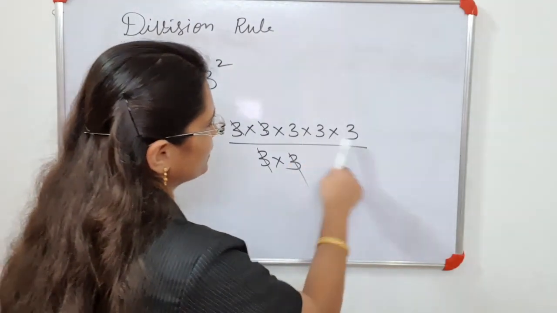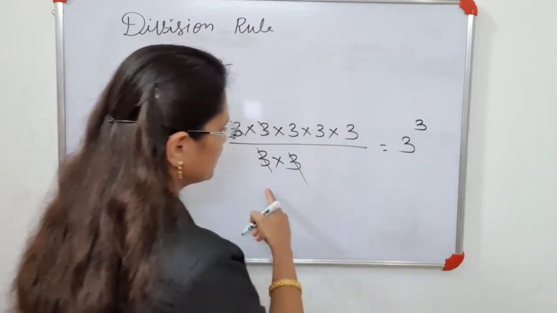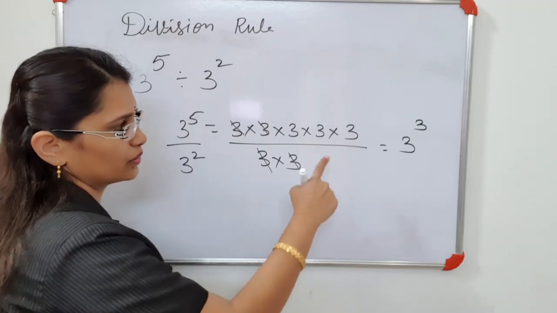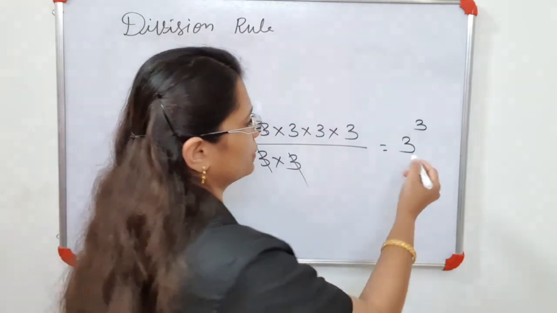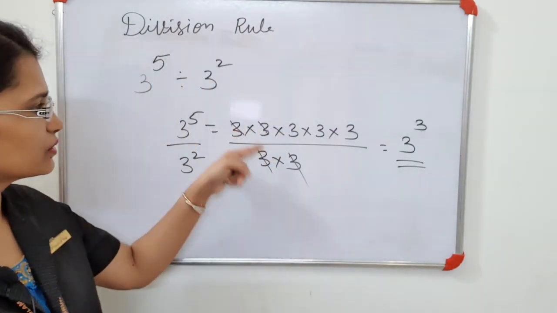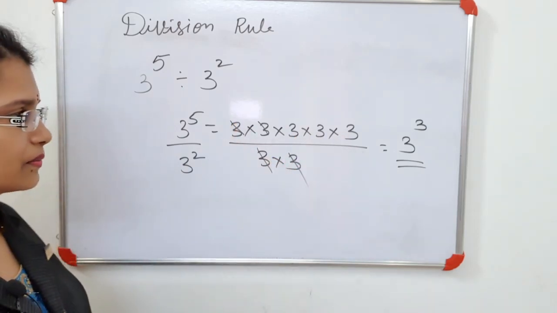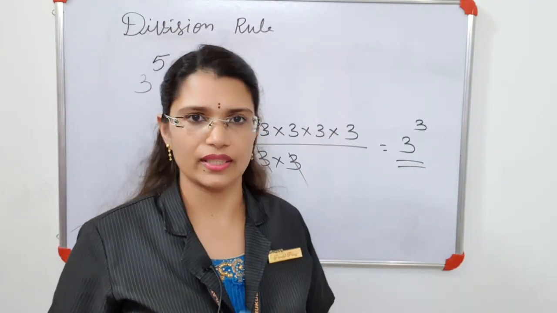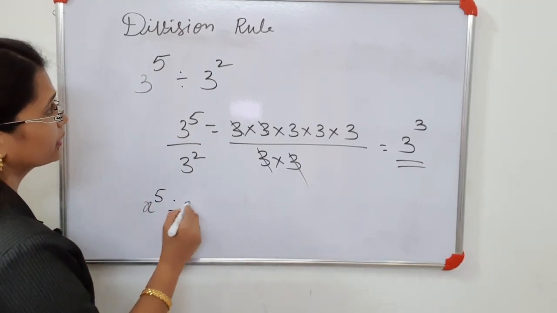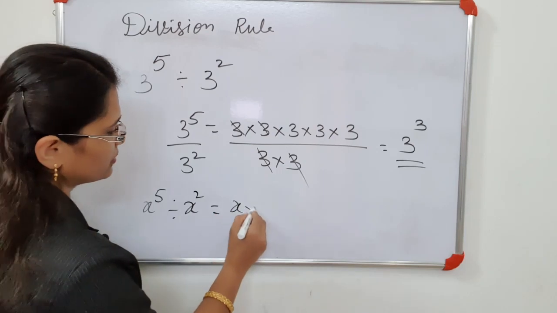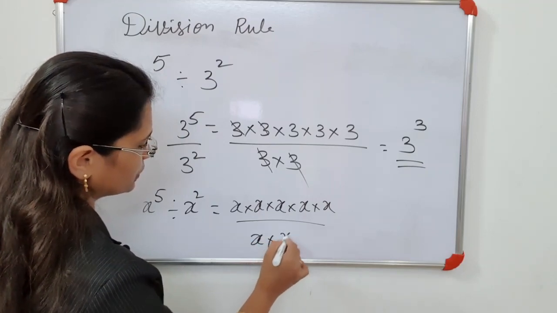Then what is remaining here? 3 3s are there. How can you write this as power? 3 raised to 3. Here denominator nothing. That means 1 only. So 3 cube divided by 1 is equal to 3 cube only. So the answer is 3 cube here. These 2 3s, numerator and denominator, got cancelled, and then remaining 3 3s are there. That is 3 cube. Okay. How can we write this in terms of x, children? x raised to 5 divided by x square is equal to x into x into x into x into x divided by x into x.